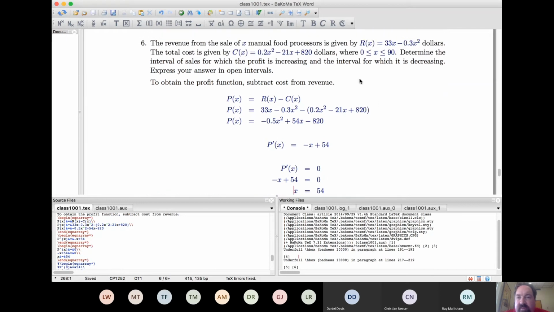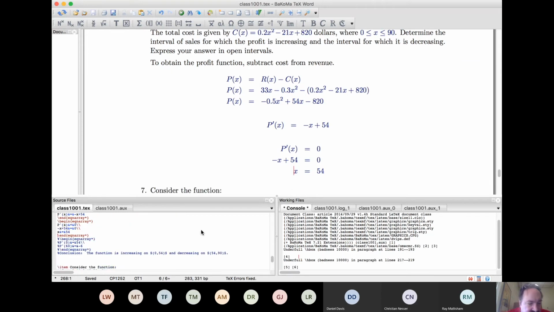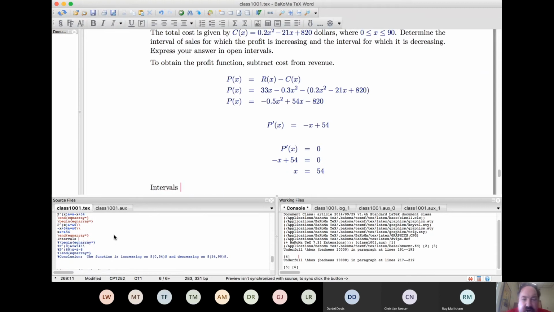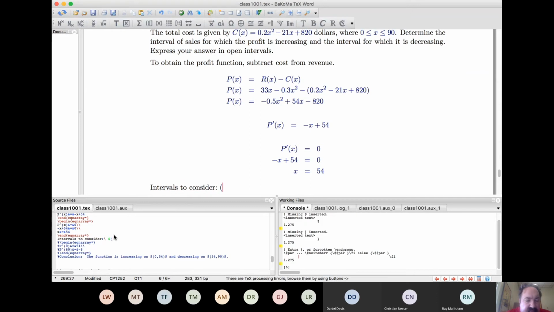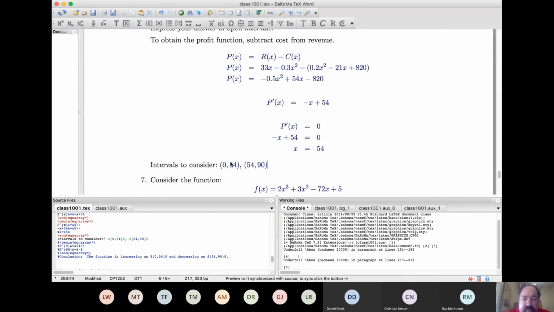Now notice the domain of the function is given to be 0 to 90. So take that into account when giving your intervals where it is increasing and decreasing. So you're breaking up this domain at the one critical value, x equals 54. So the intervals to consider that will become part of your final answer are from 0 to 54, and then from 54 to 90. So you need to pick x values within these intervals, something less than 54, greater than 54.